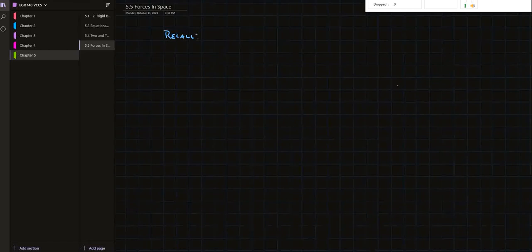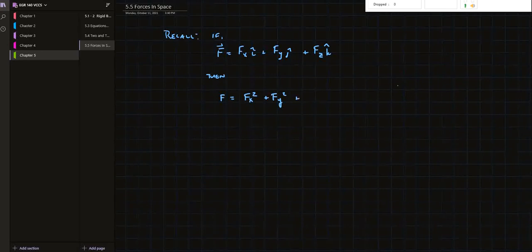Let's recall that if we have ourselves a vector F equal to Fx i plus Fy j plus Fz k, then we can represent the magnitude of that vector. And this probably goes without saying, everybody gets this, by squaring the components and then taking the square root of everything.